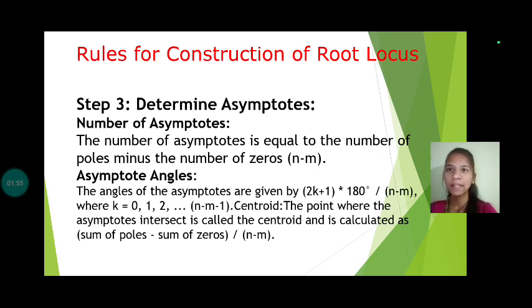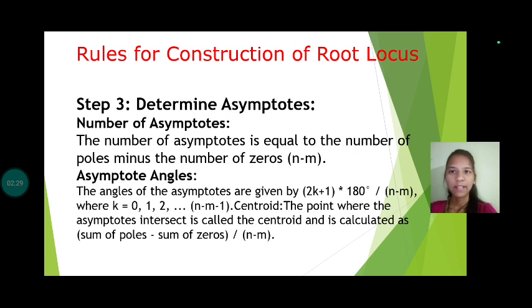Third step, determine the asymptotes. The number of asymptotes is equal to the number of poles minus the number of zeros. The number of poles is indicated with n, the number of zeros is indicated with m. Asymptote angle: the angle of the asymptotes is given by (2k+1) times 180 degrees over n minus m, where k equals 0, 1, 2, up to n minus m minus 1.